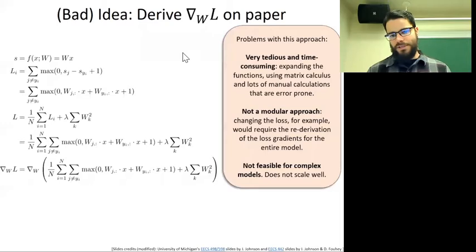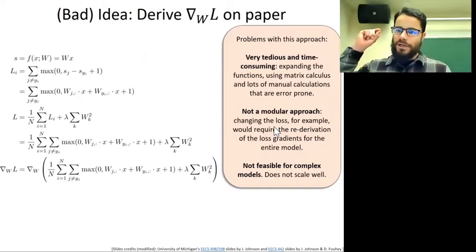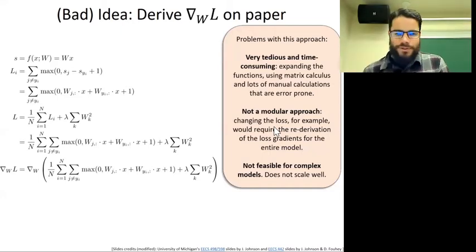The first one is that, of course, it's a very tedious and time-consuming approach. So expanding the functions using matrix calculus and lots of manual calculations that are error-prone. You would have to go through this process, and it's just not practical when you're working with real networks, because they get very big, very fast. It is not a modular approach, so that's a huge problem. If you change the loss, for example, any element that you would have to change in your network would require the recalculation of all of the gradients, okay, because they are connected, of course. So changing the loss would require the re-derivation of the loss gradients for the entire model, not just this particular element of the model. So it's not modular. Not feasible for a complex model because it does not scale well.